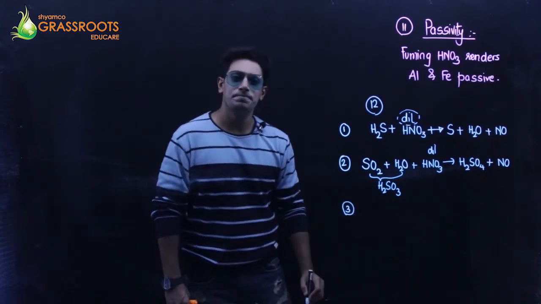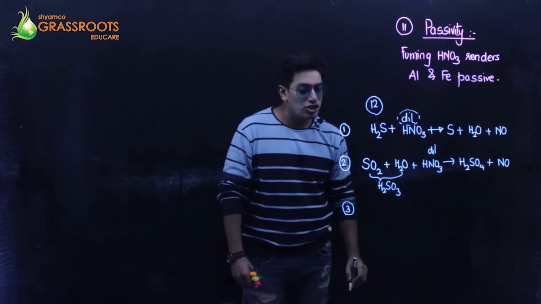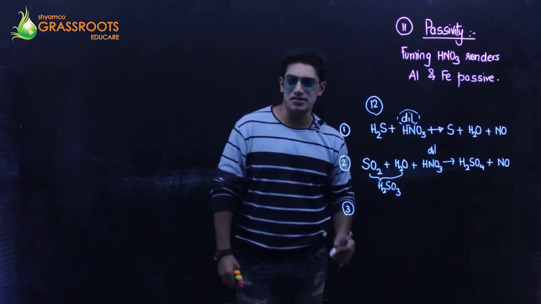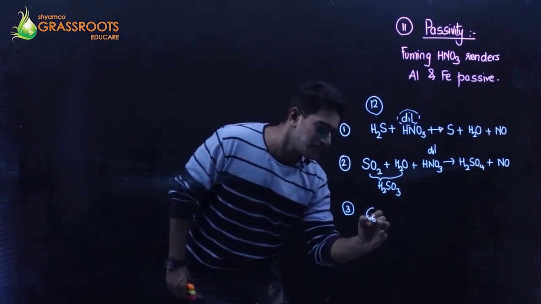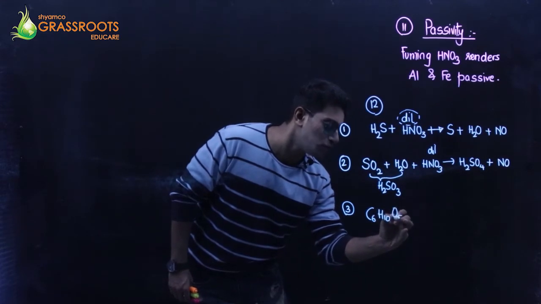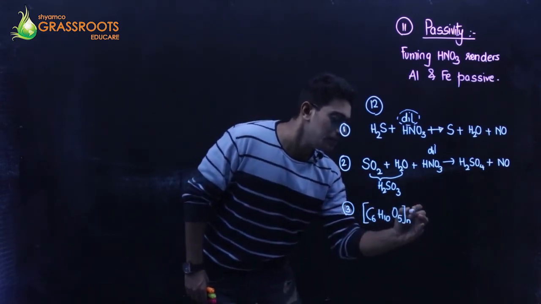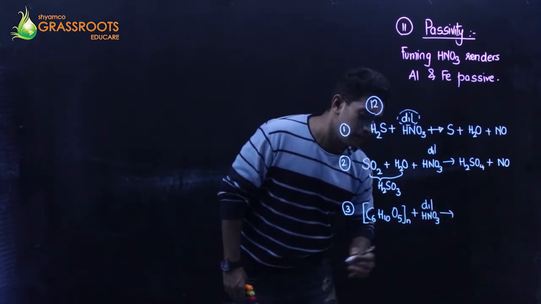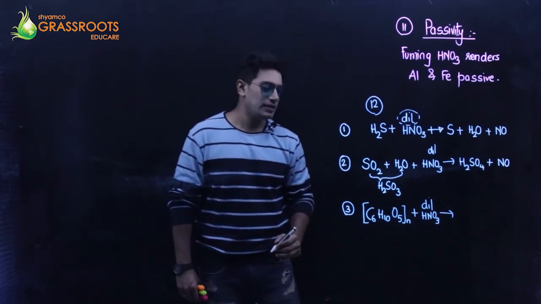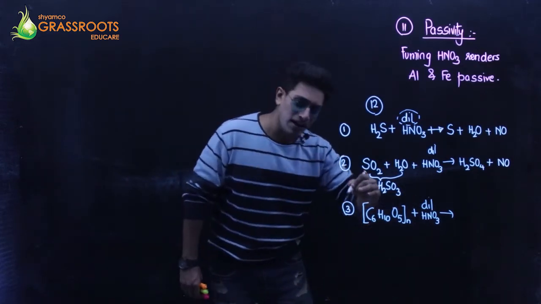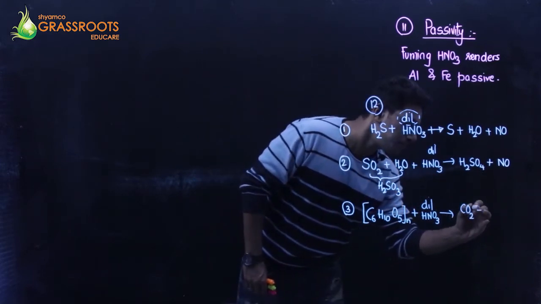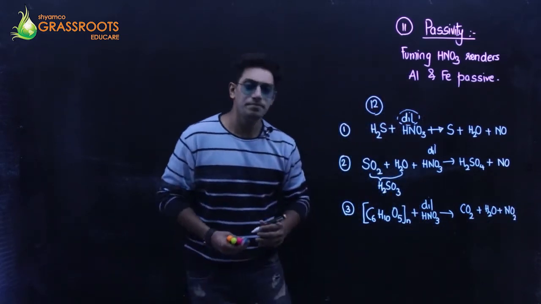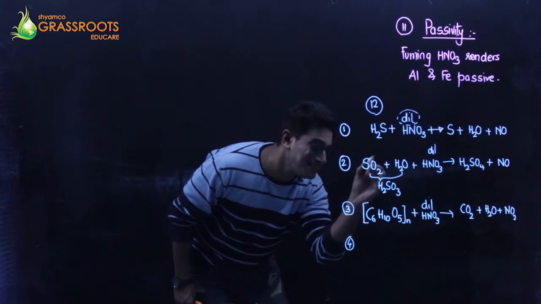The third reaction, we've spoken about H2S, sulfur dioxide. Which is the next reaction? It is sawdust. C6H10O5 to the base n reacts with dilute HNO3. It forms CO2, H2O, NO2. Okay, the fourth one, I'm yet to balance these reactions.